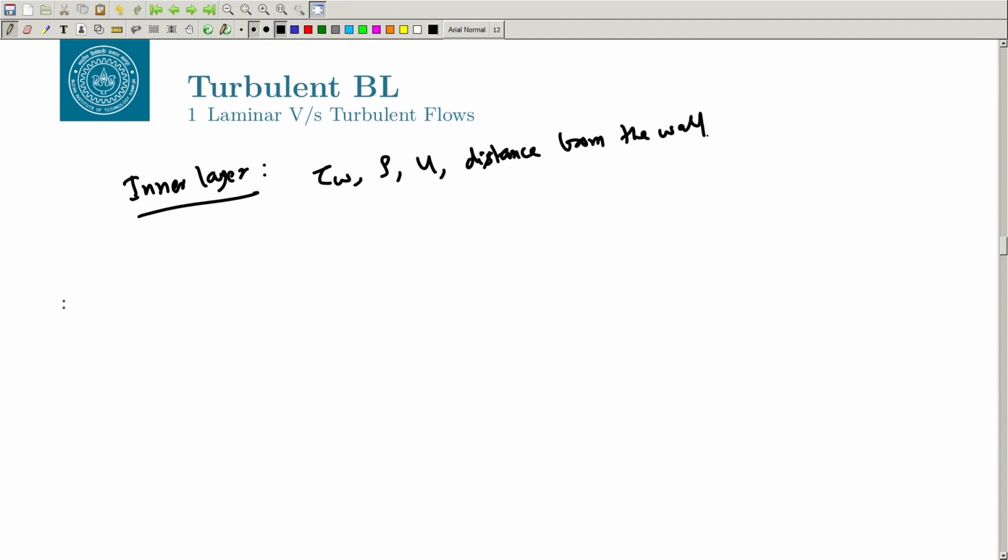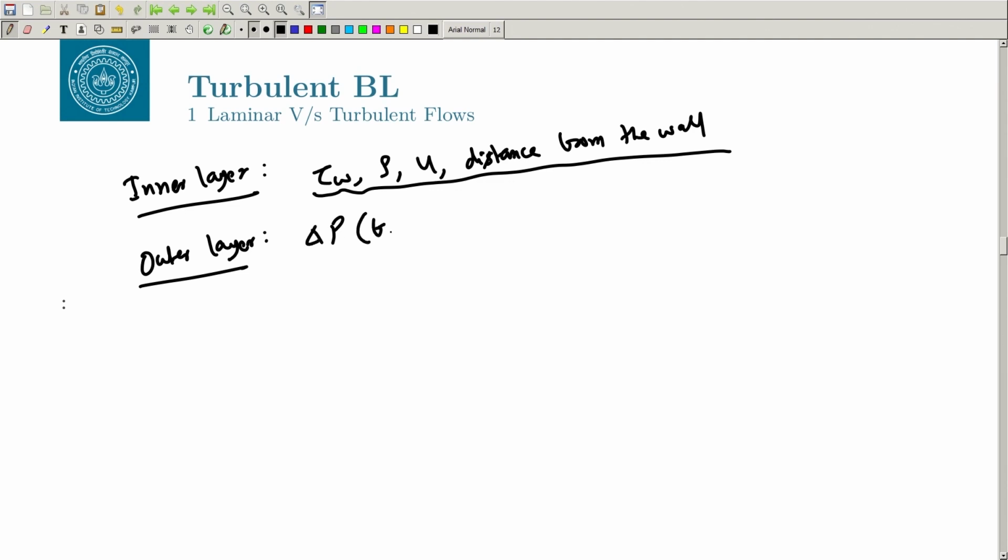And in the outer layer, it is basically characterized by your pressure gradient. The pressure gradient does not play a role in the inner layer. This is the free stream pressure gradient, which I will write as delta P. Then we will have the wall shear stress, and then the boundary layer thickness. These are the things that will dictate the outer layer.